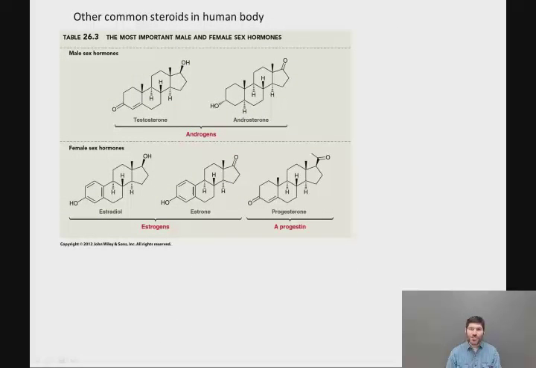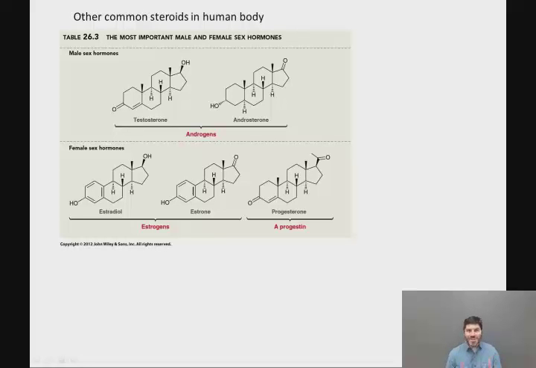Well, the sex hormones are a very important class of steroids. You have the male sex hormones, testosterone being the most important, but also androsterone. And then the female sex hormones, there are actually two compounds that together are known as the estrogens. One of them is estradiol, in which you have a hydroxyl group at the 17 position. And the other is estrone, where the 17 position is oxidized to give a ketone. Then finally, in progesterone, you have two extra carbons coming off of the 17 position.